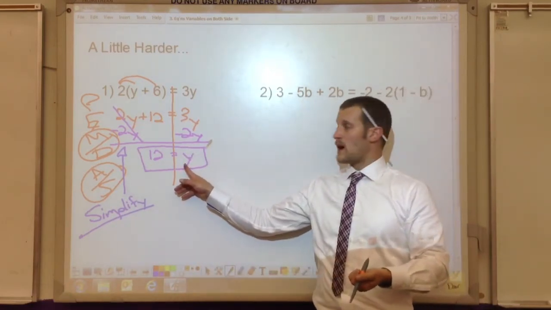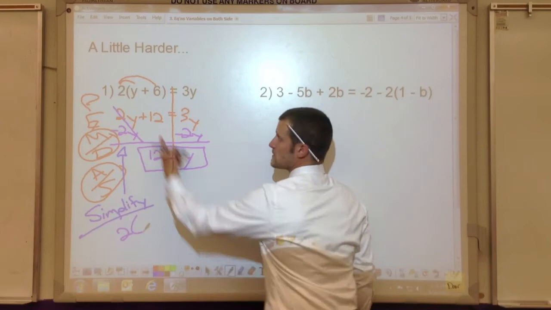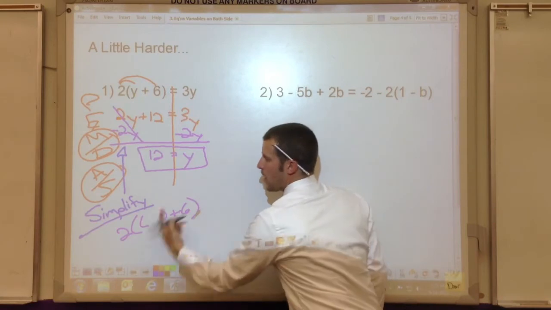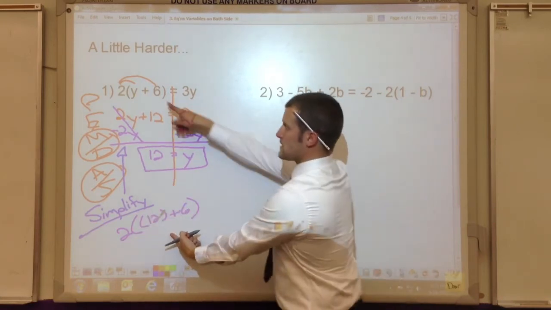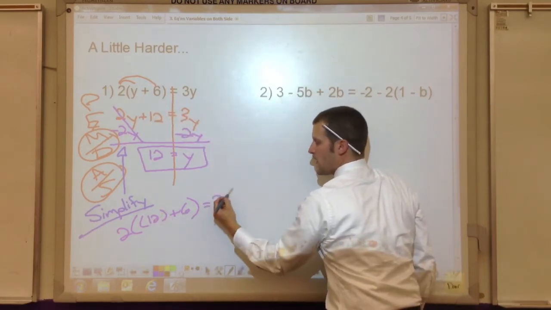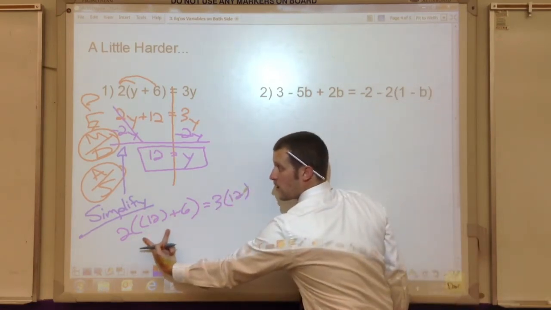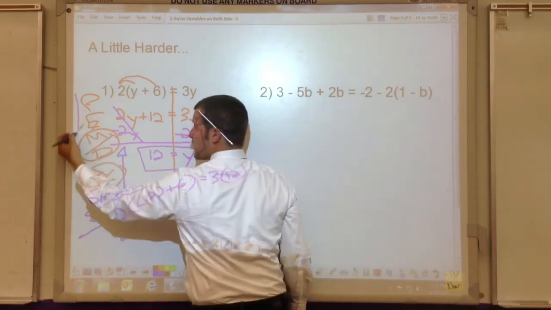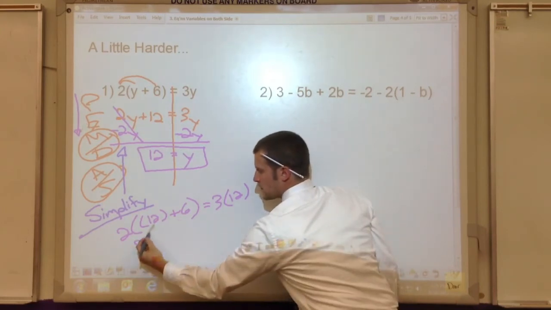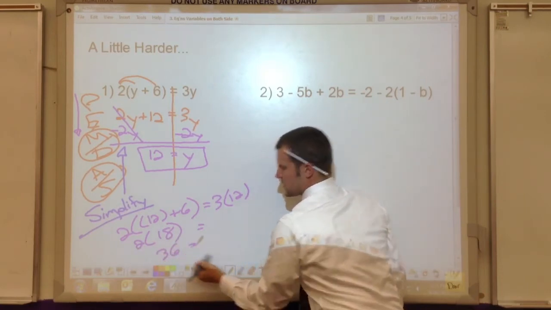Lastly, check your answers. I'm going to take this, plug it back in up here and see how it goes. I had 2 parentheses y plus 6, and y is 12. This is this side, just with 12 plugged in for y. On the other side, 3y, and y is 12. So, over here, follow PEMDAS. Parentheses first, 12 plus 6 is 18. 2 times 18 is 36.